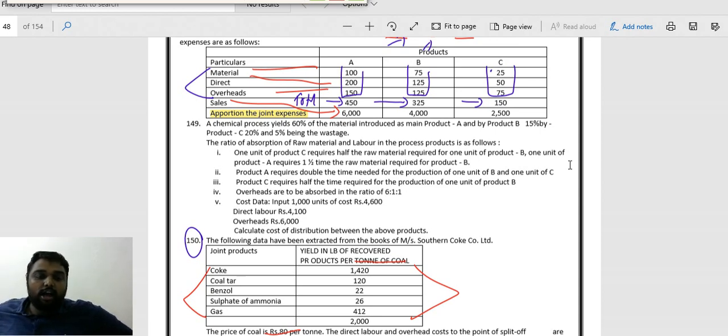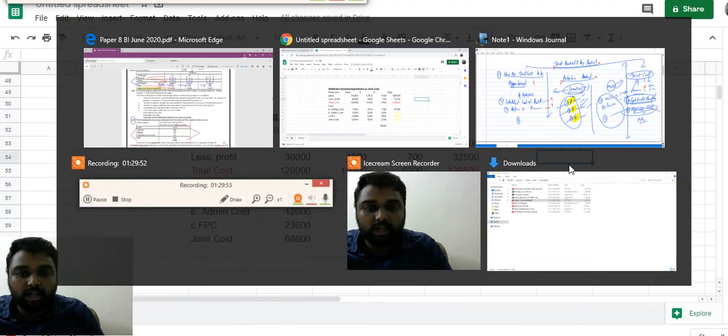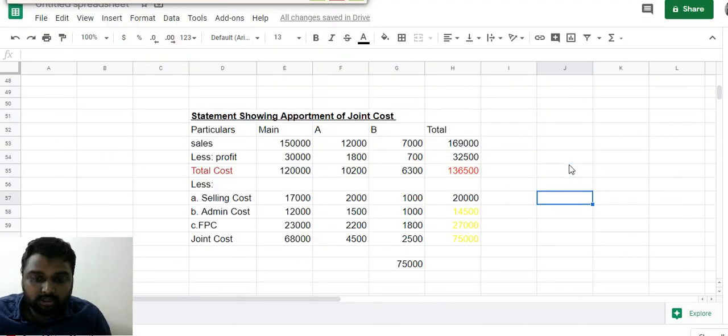Overheads are to be absorbed in the ratio of 6:1:5. See, for overhead they have given the ratio as a clue, but for material and labor we have to find out the ratio. The input cost, direct labor cost and overhead are all given and distributed over the products. Are you ready? So we will start. This also we will do in an Excel sheet.